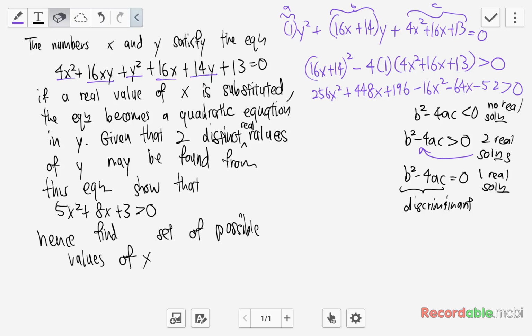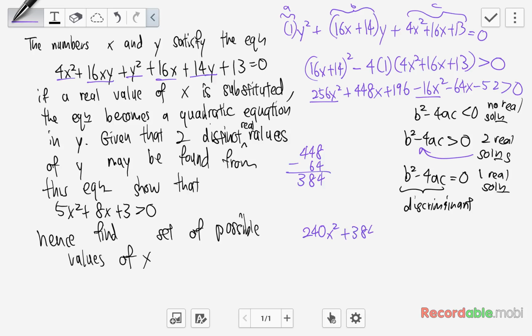Okay, so I just need to simplify this. The x squared term: 256 minus 16 is 240x squared. Then 448x minus 64x, with 8 minus 4 is 4, 14 minus 6 is 8, so that becomes 384x. And after this, 196 minus 52: 6 minus 2 is 4, 9 minus 5 is 4, and 1, so plus 144. Good.